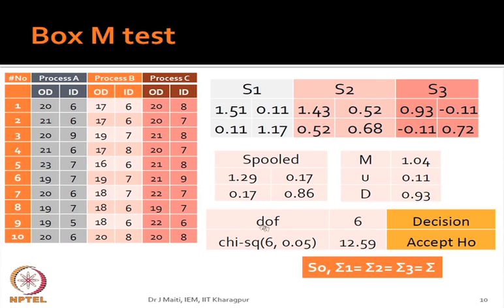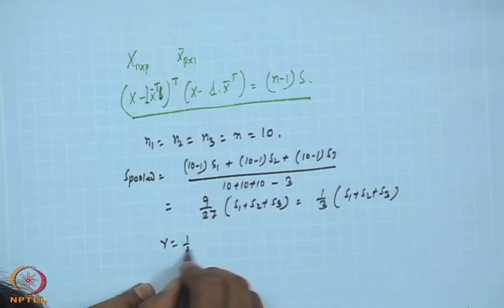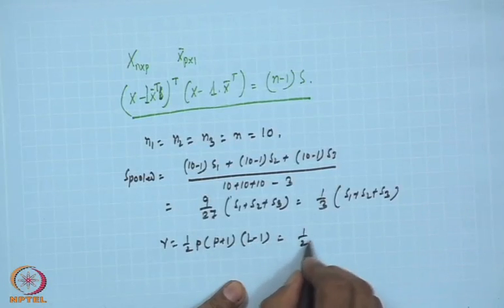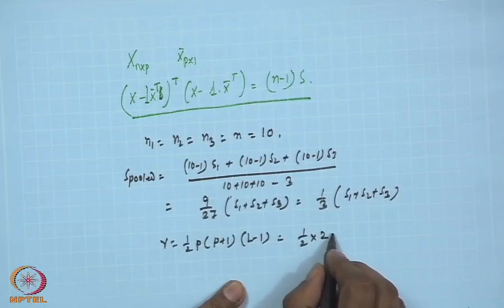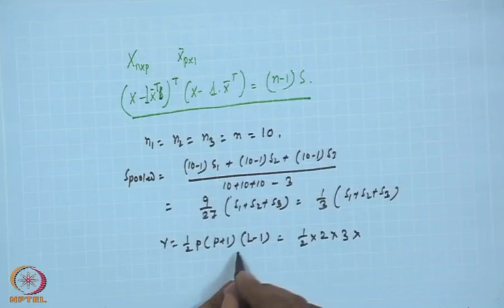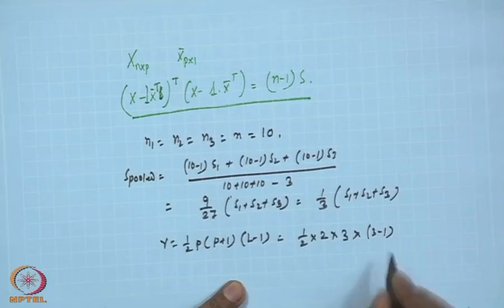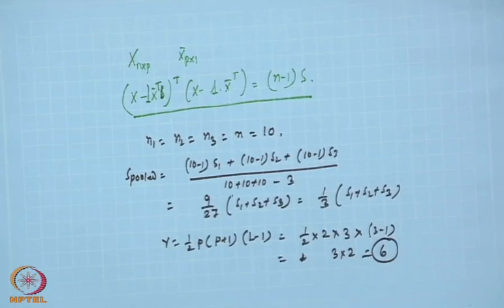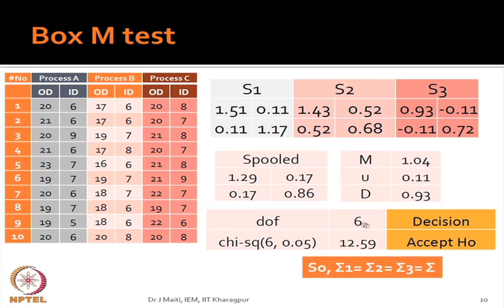Now, what is your degrees of freedom in this case for D? I say that degrees of freedom ν is half p into (p + 1) into (L − 1). So ν equal to half p into (p + 1) into (L − 1). So half p, that is 2 into 3 into (3 minus 1), that means 3 into 2 equal to 6. So your degrees of freedom for D is 6.